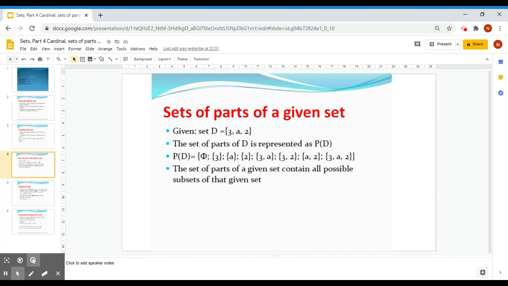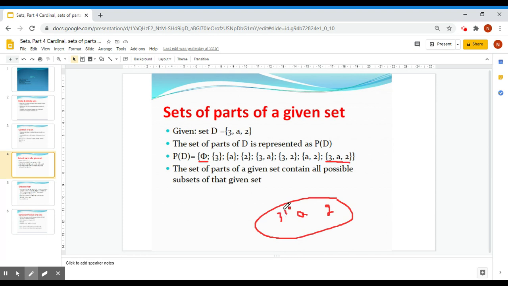Now we go to the sets of parts of a given set. So if we have a given set D that contains the elements 3, A, and 2, all the parts that constitute all the subsets of this set are the following. First, phi is a subset of any set, and the set itself is a subset of any set.